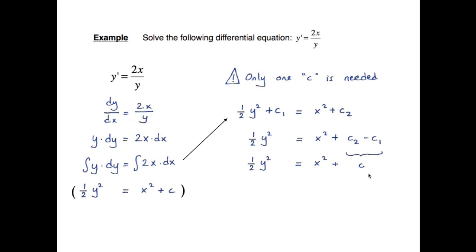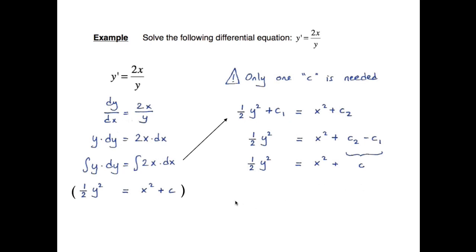We're not quite done here. This would be an implicit form. Sometimes it's enough, sometimes that's all you need to do. 1/2 y squared equals x squared plus c. Sometimes you need to find the explicit expression for y. Explicit expression means you want to write y equals and everything on the other side.